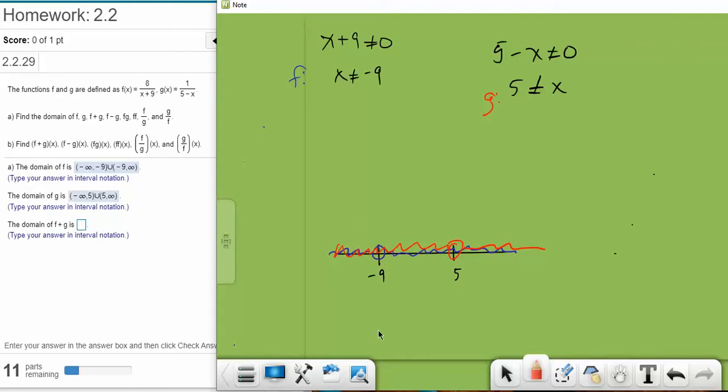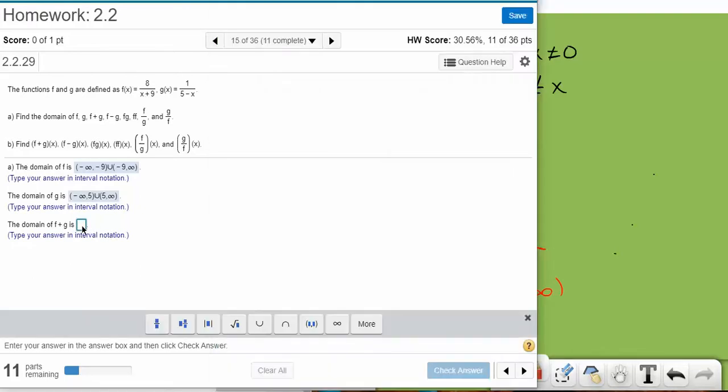So the domain for f plus g, f minus g, f times g is going to be negative infinity to negative 9 union negative 9 to 5 union 5 to infinity, because you're throwing out 5 because it's not in the g function, and you're throwing out negative 9 because it's not in the f function. So we will get that expression.